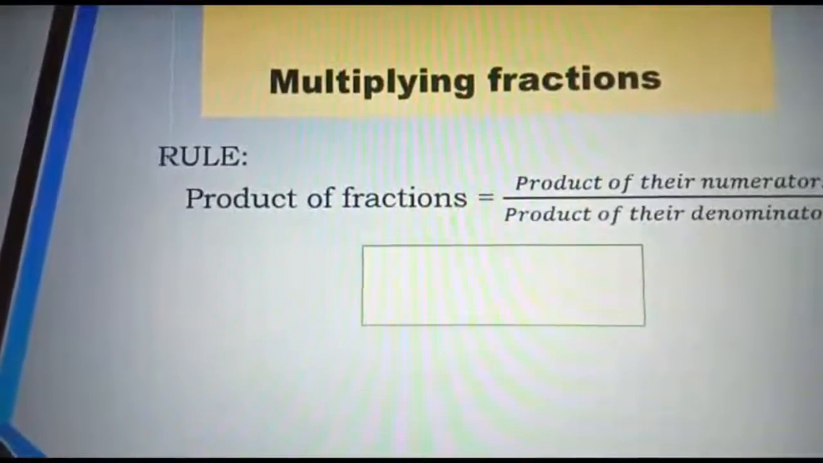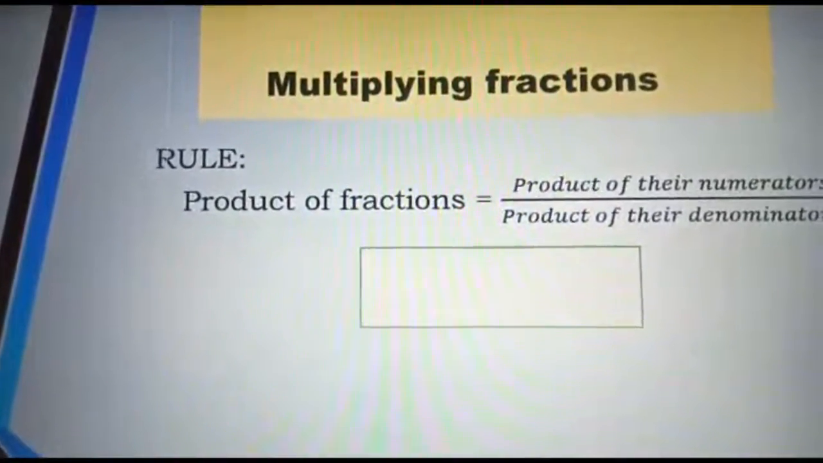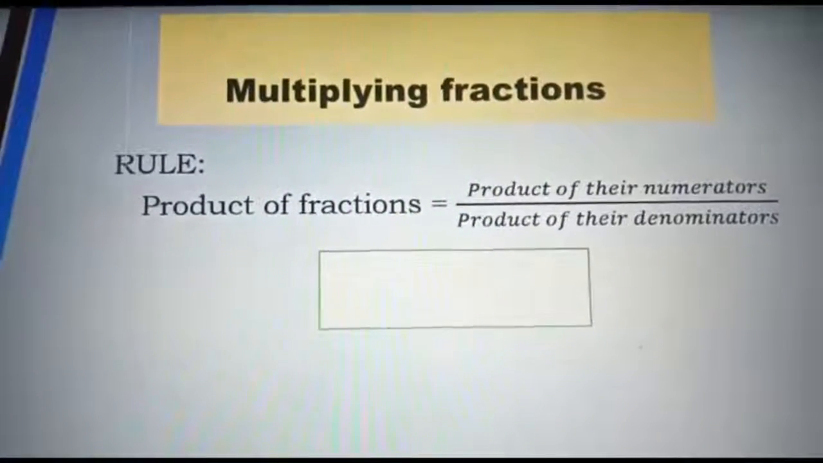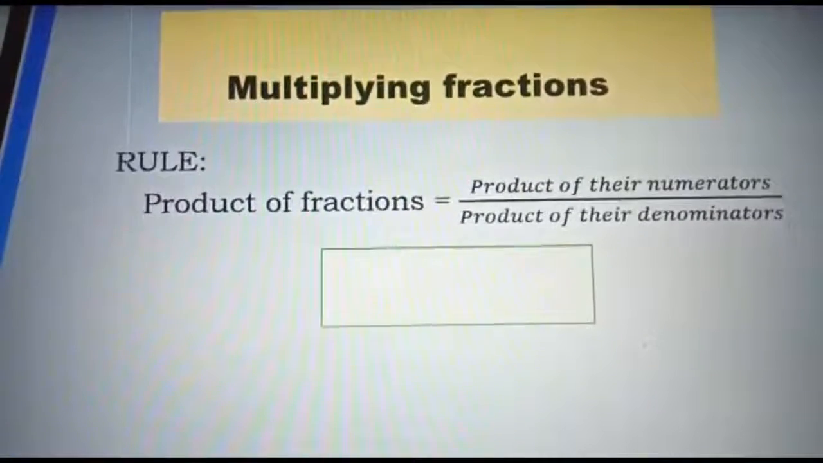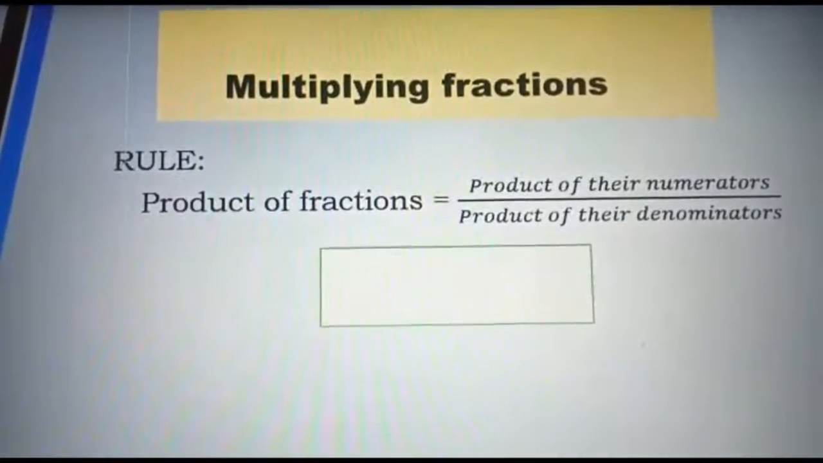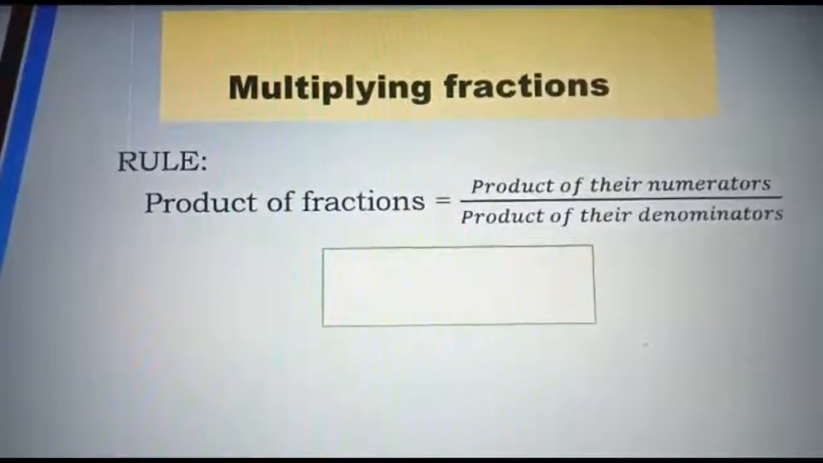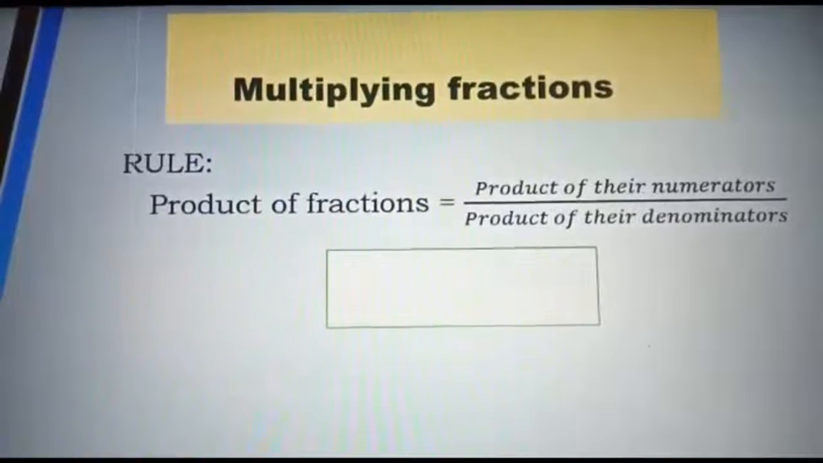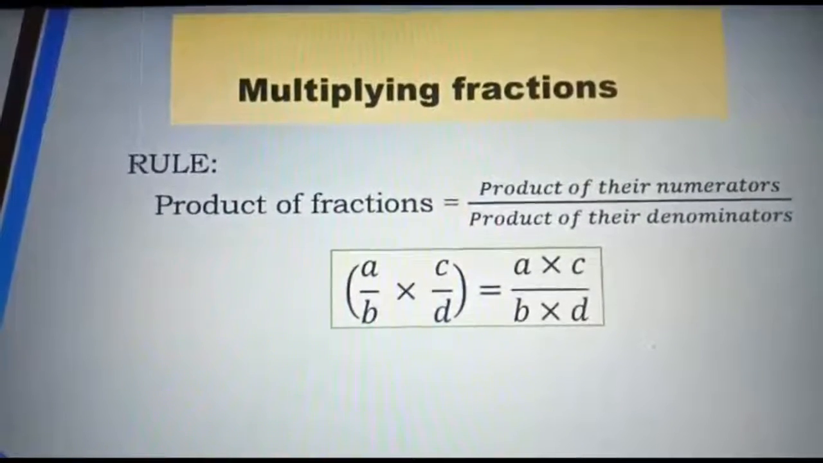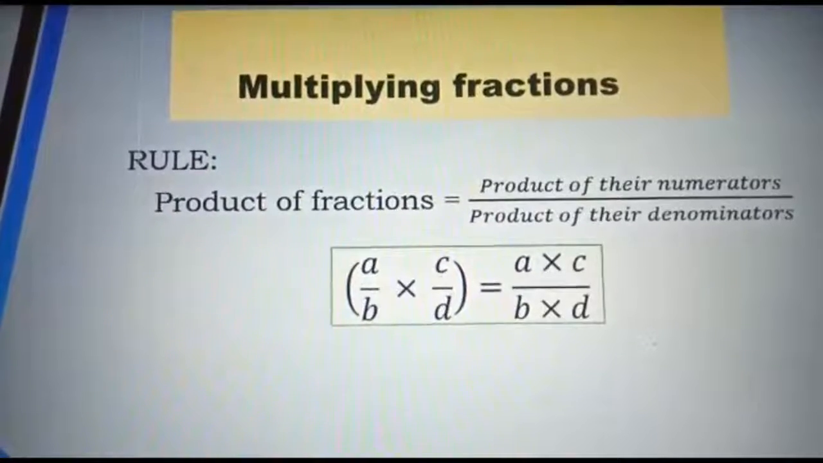What is that rule? The product of fractions is equal to the product of their numerators divided by the product of their denominators. So the top numbers we have to multiply, and the bottom numbers also we have to multiply. That is the product of the numerators divided by the product of the denominators. This is the format for multiplication.